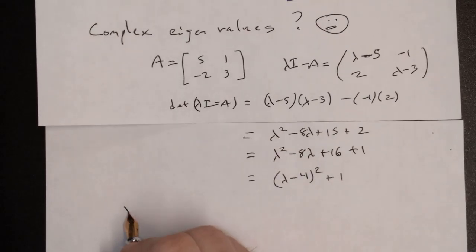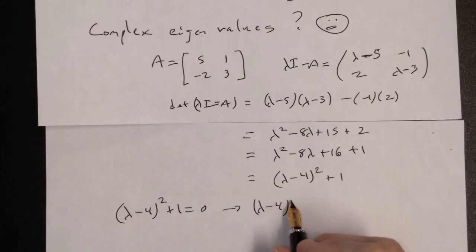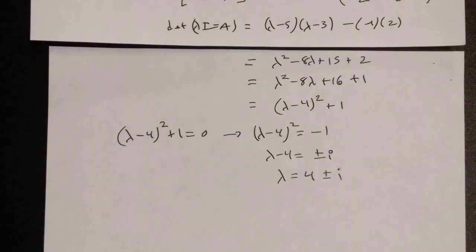When I set that equal to 0, I get lambda minus 4 squared equals negative 1. So lambda minus 4 is plus or minus i. Lambda is 4 plus or minus i. If all of the entries in my matrix are real numbers, and I get a complex conjugate pair of roots for eigenvalues, then the eigenvectors are conjugate too.